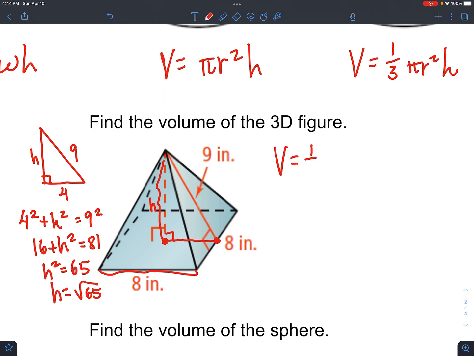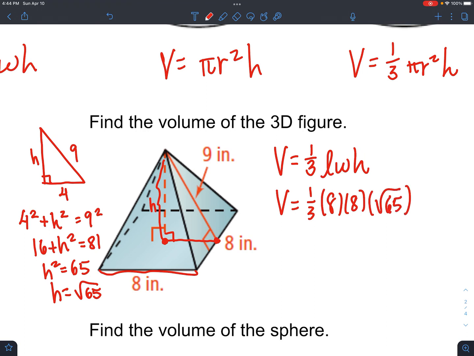But now we have that the volume is length times width times height, one third of it. Now this is for a pyramid that has a square base. So the length and width of the base is 8, and the height is the square root of 65. Which means that the volume, I did this out earlier. If you type all that in, you should get this. That's what I got, at least.